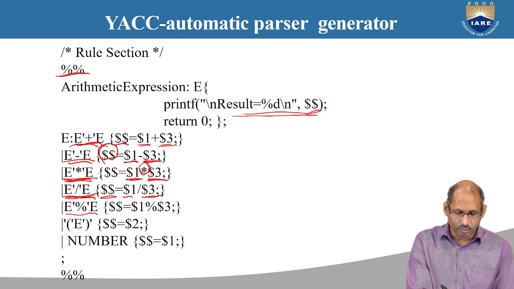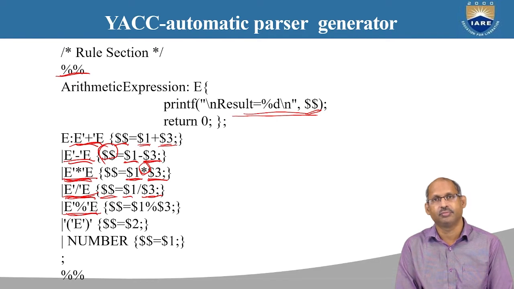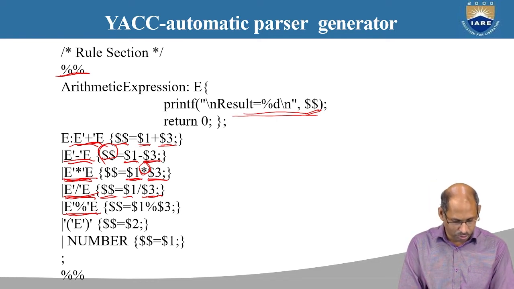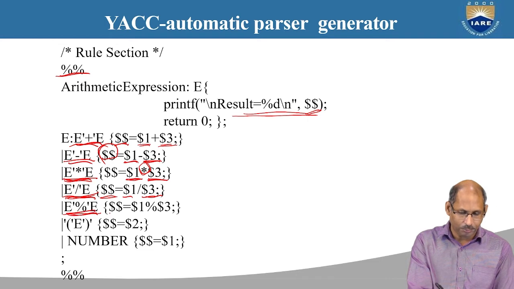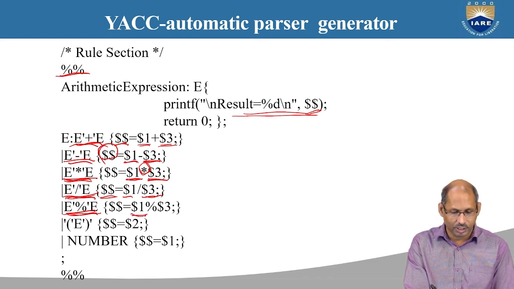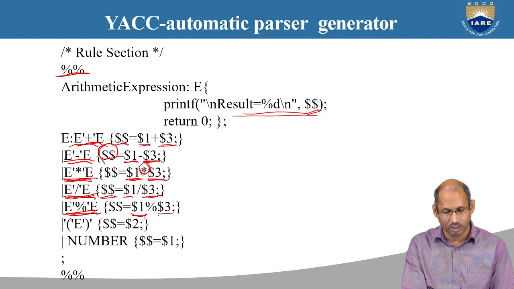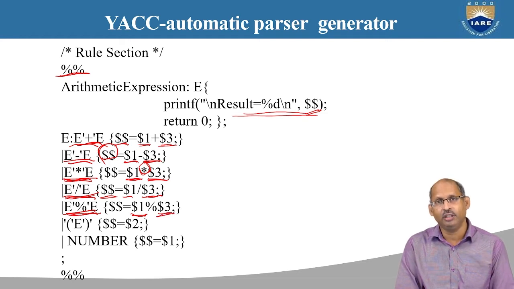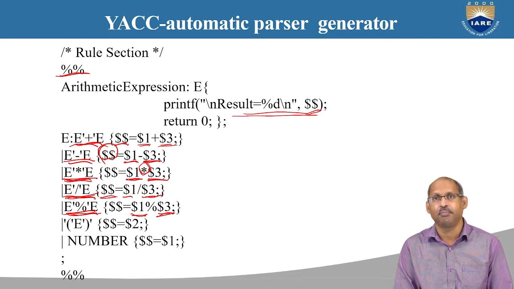Now, the next one is the mod operator. The mod operator is $1 mod operator with $3. Expression mod operator expression equals $1 mod $3. The resultant remainder will be printed in the printf statement.